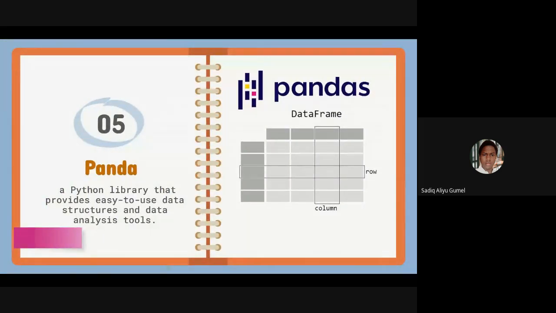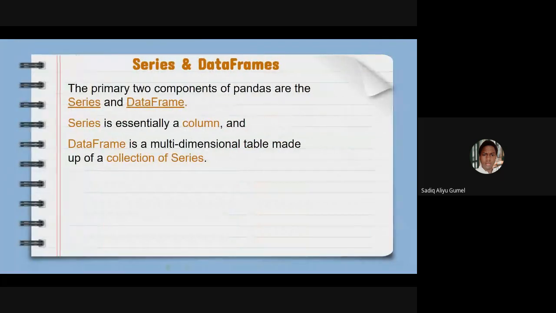So the last chapter, this will be the sixth chapter, which covers the pandas library. Pandas is a Python library that provides easy to use data structures that we use for data manipulation and analysis. Pandas deals with series and data frame. We'll look into it just now. So series and data frame are the two components of pandas.